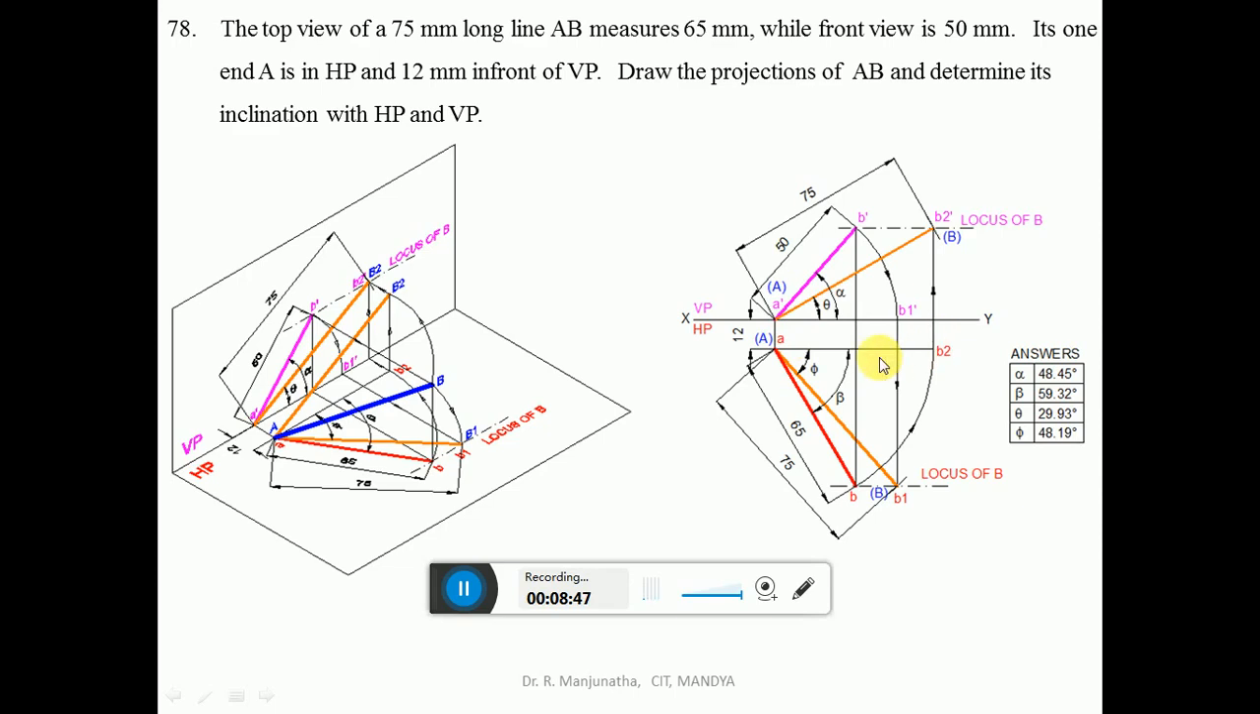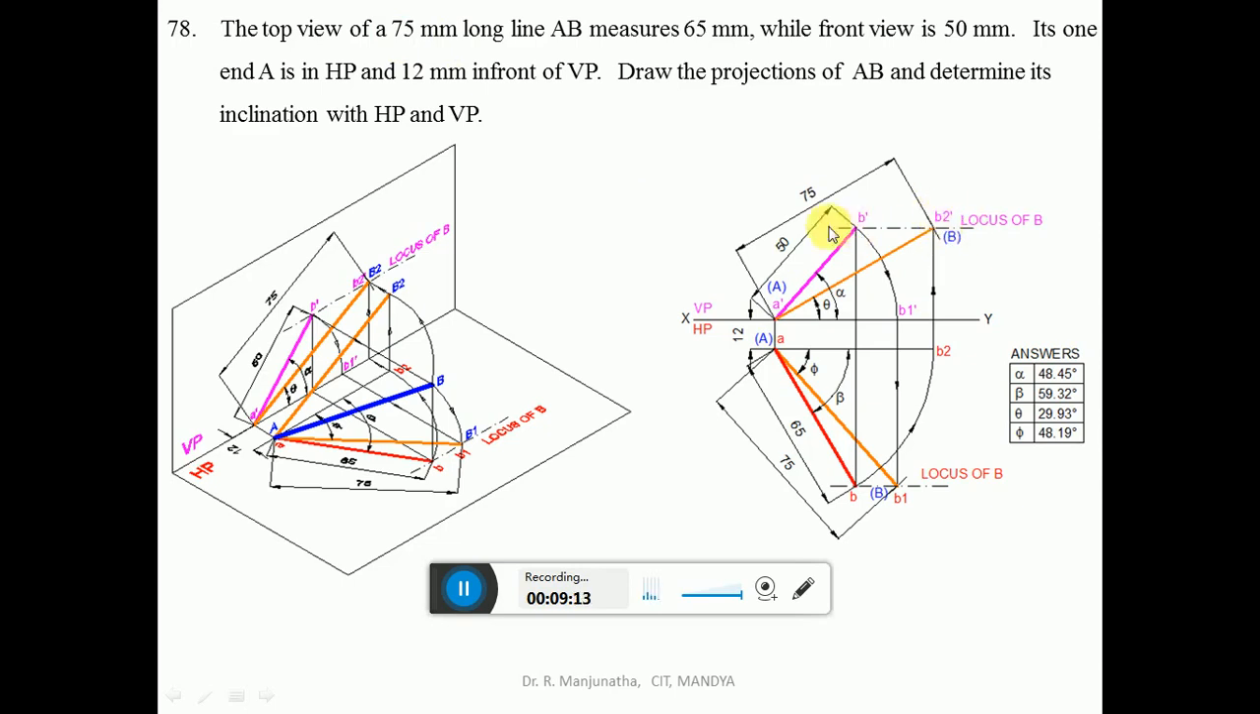Since that line is parallel to VP, that is, end A is in front of VP by 12 mm and end B2 is also in front of VP by 12 mm, that line AB2 is the line which is parallel to VP. So correspondingly in the front view you are going to get the true length. So draw a vertical projector in the front view. Then measure the length of 75 mm using the compass with A dash as center. Cut an arc on that vertical projector so that you get that point as B2 dash.